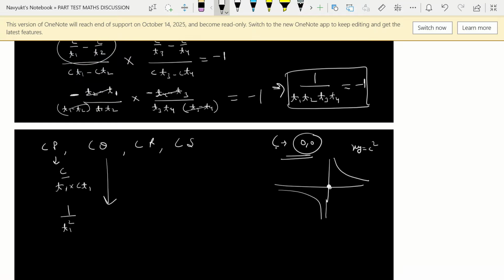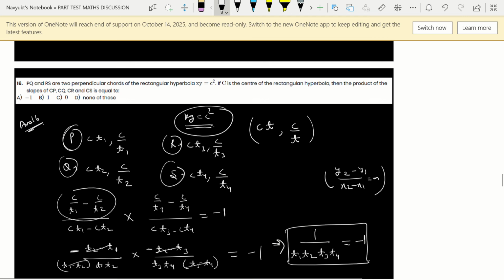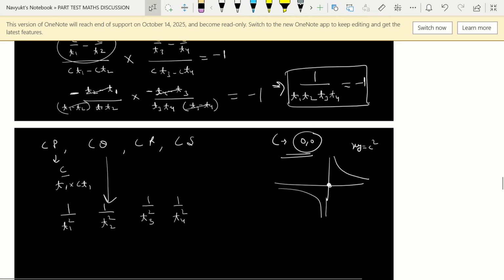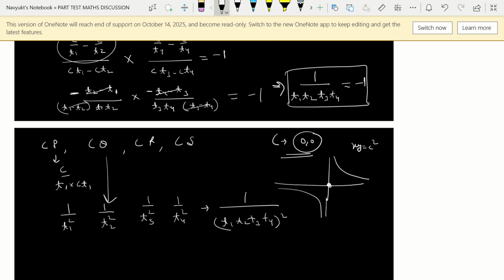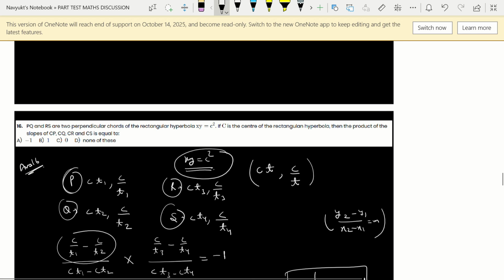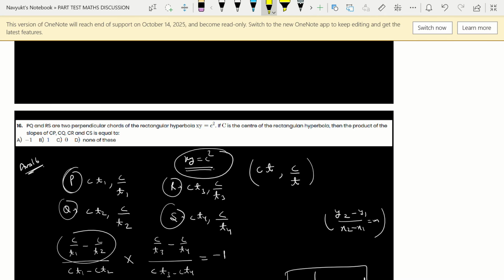Similarly, you will get CQ as 1 upon T2 square. Same goes for these, so 1 upon T3 square, 1 upon T4 square. Finally, what they have asked us to find is the product of the slopes, which is nothing but 1 upon T1, T2, T3, T4 whole square. The value of this we have already gotten as minus 1, so this value would be 1 because minus 1 square would be 1 only. So that is our answer, option number B.